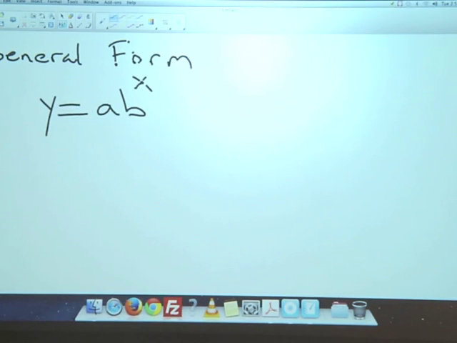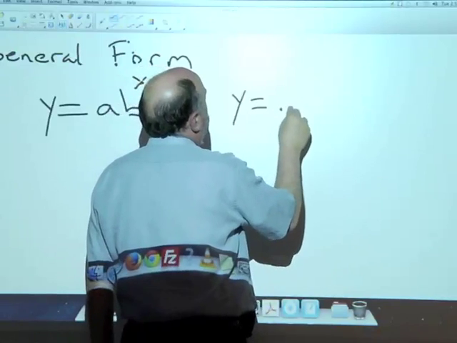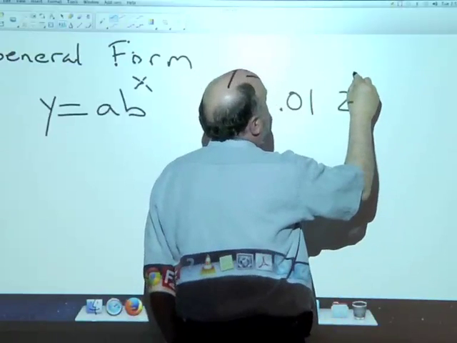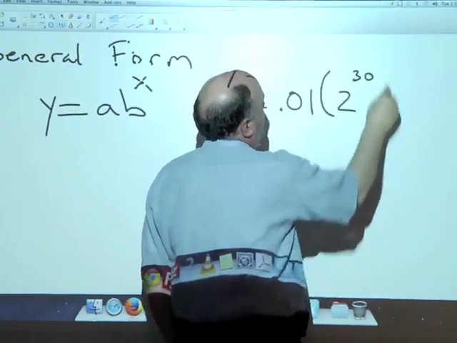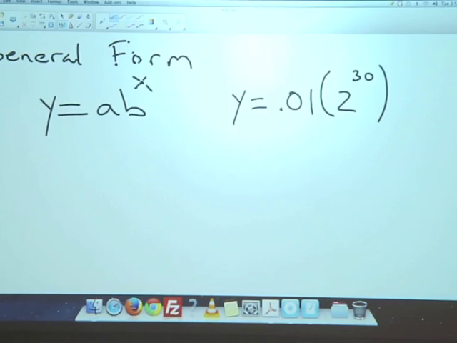And the way it works out for the penny is you're starting out, it's going to be y equals 0.01, and it's doubling, so it's going to be 2 to the 30th power. It's 31 days, but it's only going to double 30 times, because there's one less. And so if you plug that into the calculator, you find out that at the end of the month, you have on the order of $10.7 million.